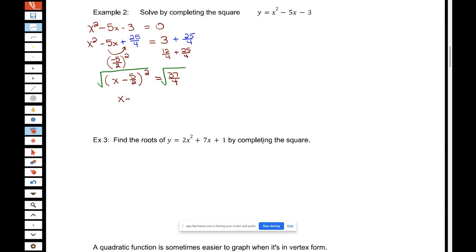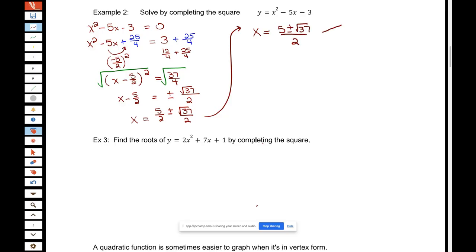So I have x minus 5 halves equals, well, plus or minus square root of 37, but the square root of 4 is just 2. So that's great. Now I'm going to add my 5 halves over to the other side. 5 over 2 plus or minus square root of 37 over 2, which means x equals 5 plus or minus square root of 37 over 2.